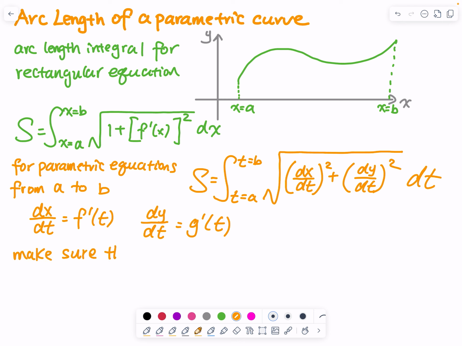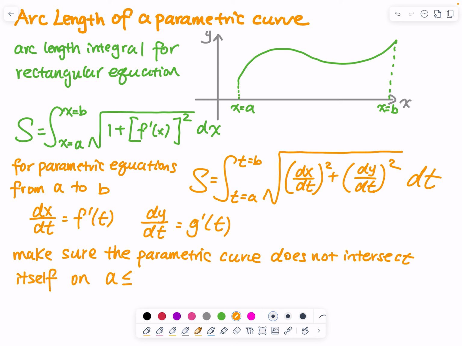the parametric curve does not intersect itself within that interval a to b, except at the endpoint.